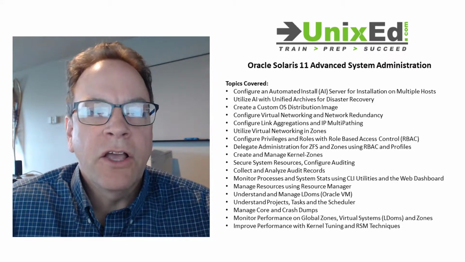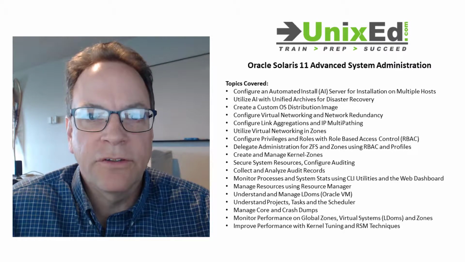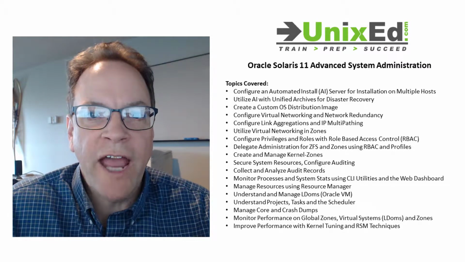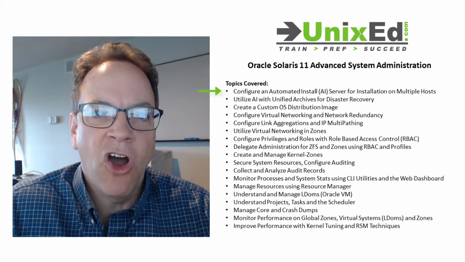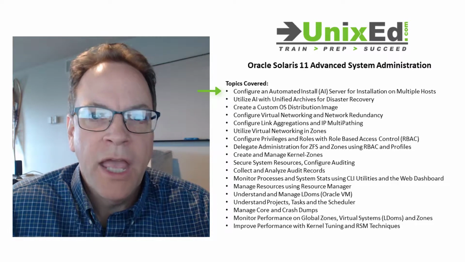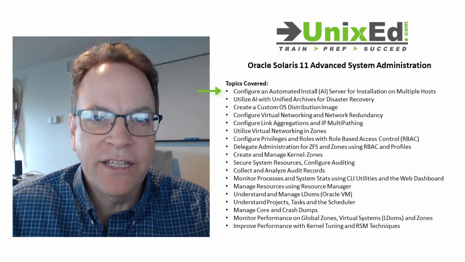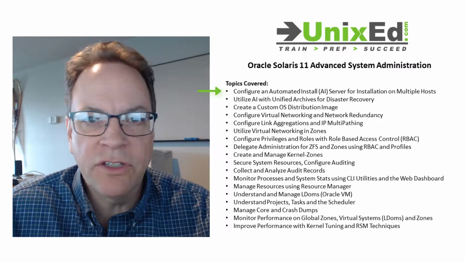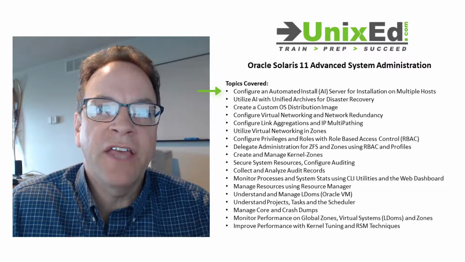We'll begin by covering advanced Solaris installation techniques. You've already gone through using the interactive installer in my first class. You'll be setting up an AI server, an automated install server. And then you'll set up clients. And when these clients boot on the network, they'll automatically install the OS based on the configuration that you create on the AI server. You'll also use this as a disaster recovery server.